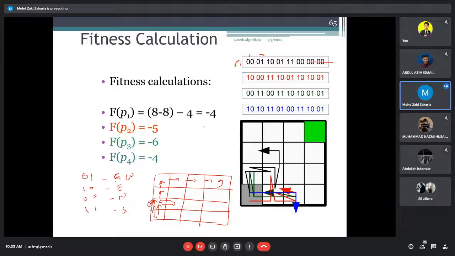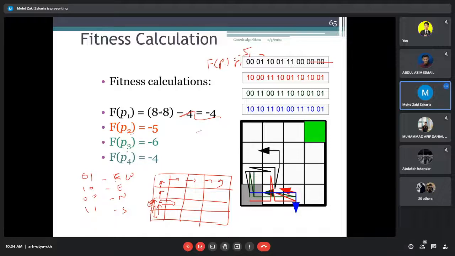So for this case, the fitness function for FP1 is equal to -5. Clear? This one is not correct, because we have already made it 12 bits. So this one is not correct. Yes or no? Clear or not? Clear, sir.